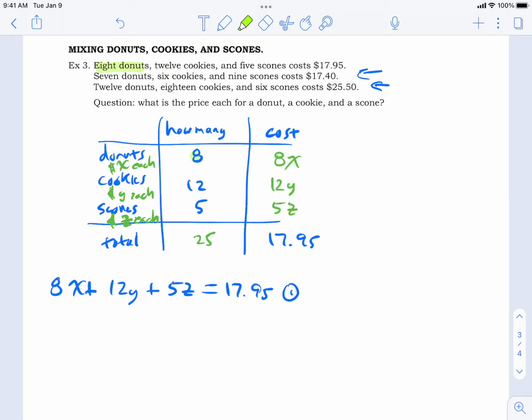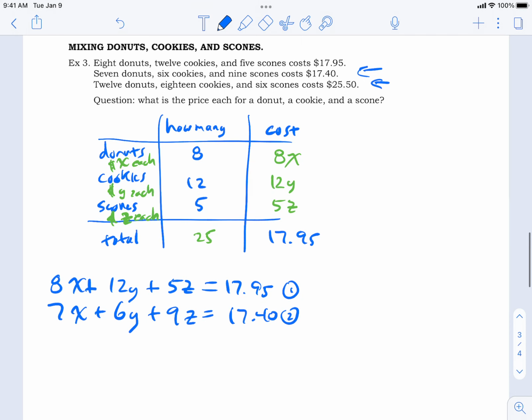Looking at my second clue, 7 times the cost of a donut plus 6 times the cost of a cookie plus 9 times the cost of a scone is going to add up to $17.40. And then looking at the third line, 12 times the cost of a donut, 18 times the cost of a cookie, 6 times the cost of a scone is equal to $25.50. That was actually kind of fun making those 3 equations.